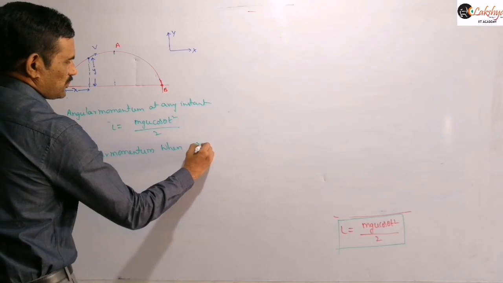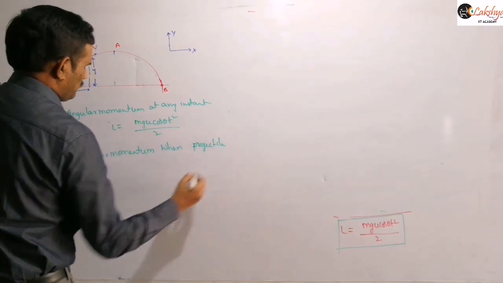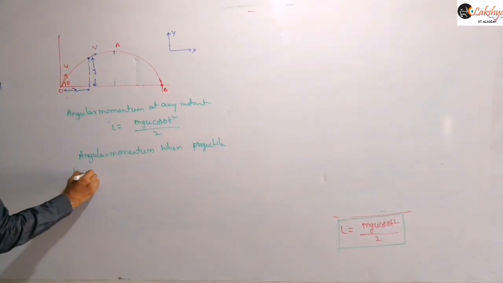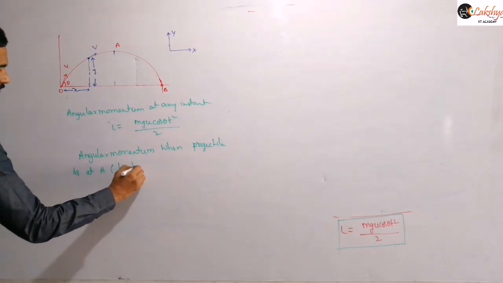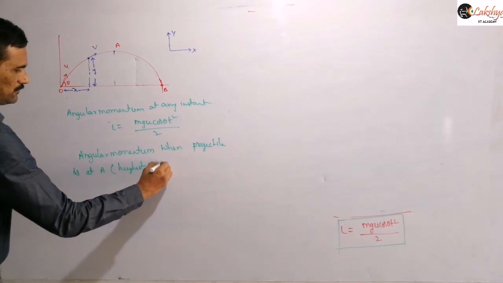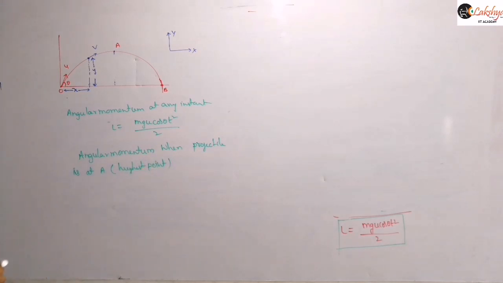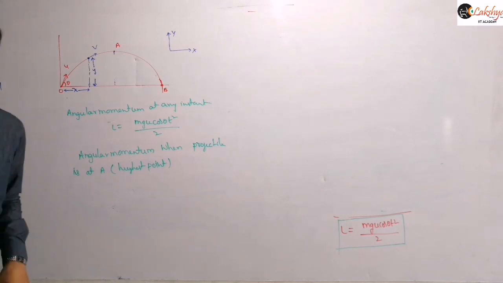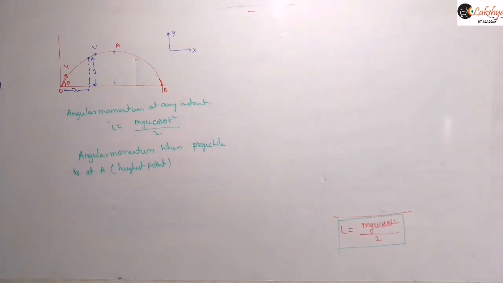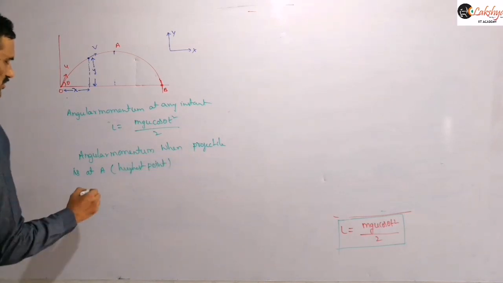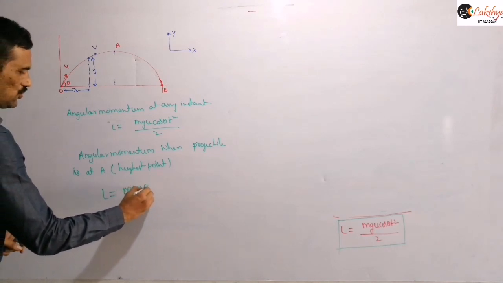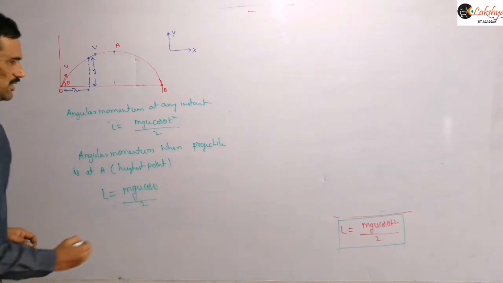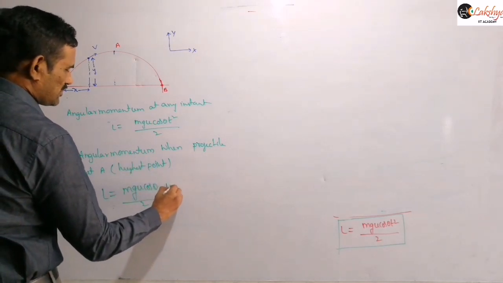Angular momentum when the projectile is at A, that means the highest point. So when it is at this highest point, we just need to substitute the t value as the time of ascent here. So directly I am substituting that: mg into u cos theta by 2 into what we are going to substitute, the time of ascent.